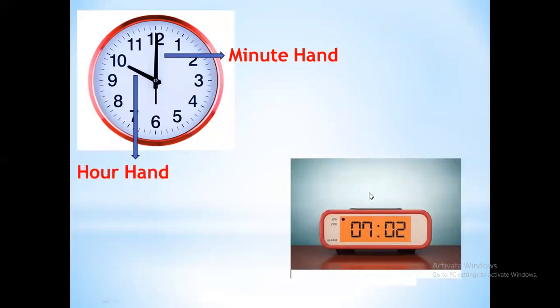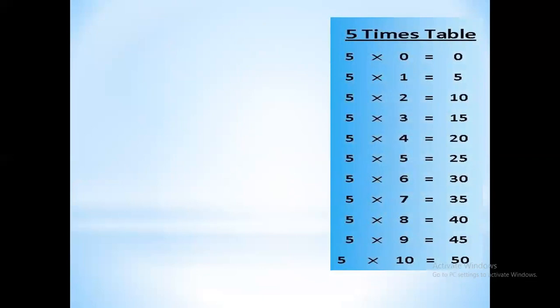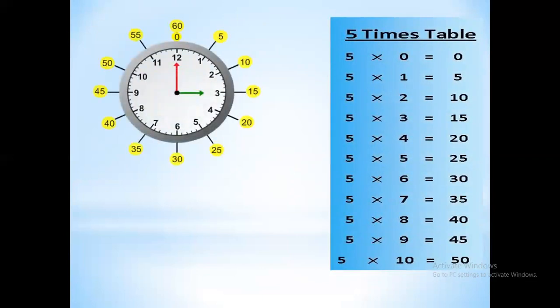This is a digital clock. As you are already familiar, we are discussing two types of clocks: analog clock and digital clock. To distribute the minutes in an analog clock, we use the 5 times table. It makes our work easier. Between two numbers, the interval is equal to 5 minutes. So when the minute hand moves from 12 to 1, it has passed 5 minutes. But if our hand crosses this area, we say it has covered 1 hour.